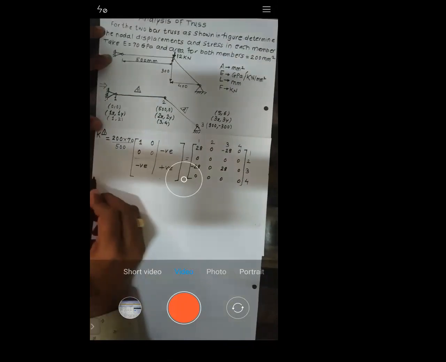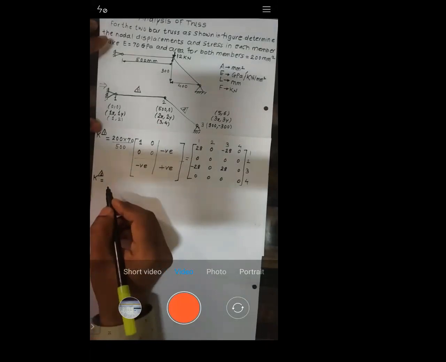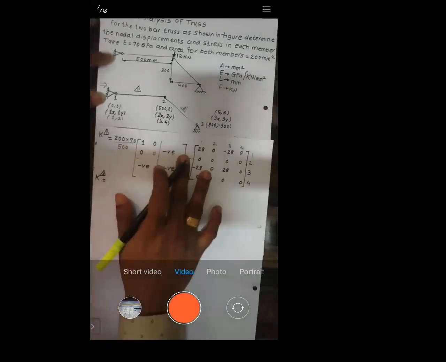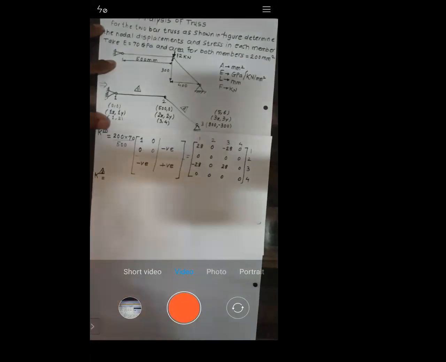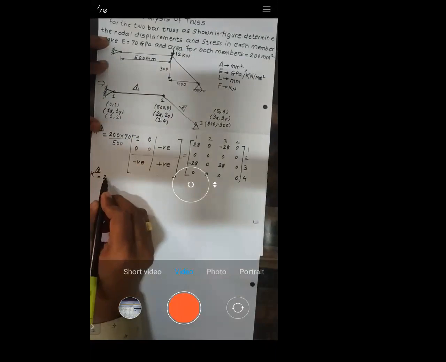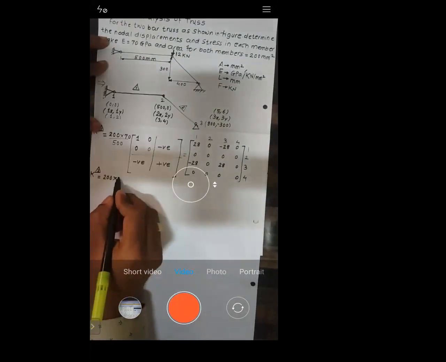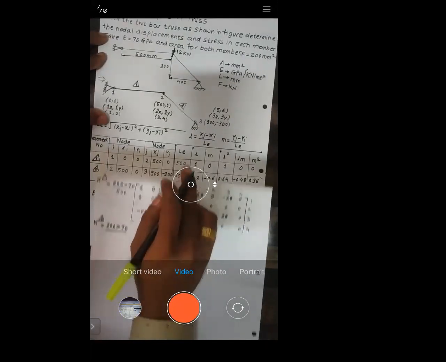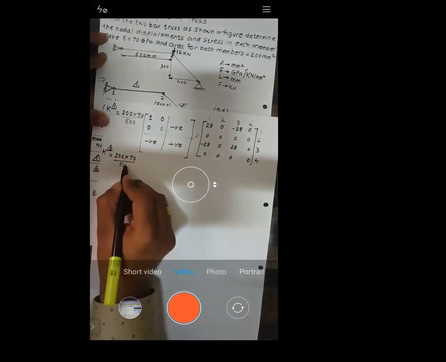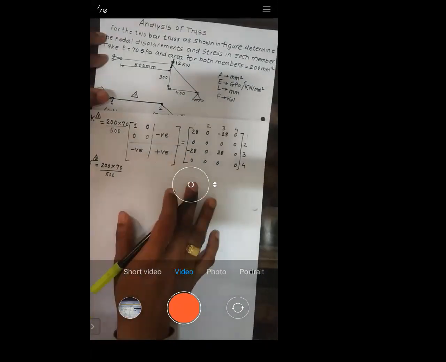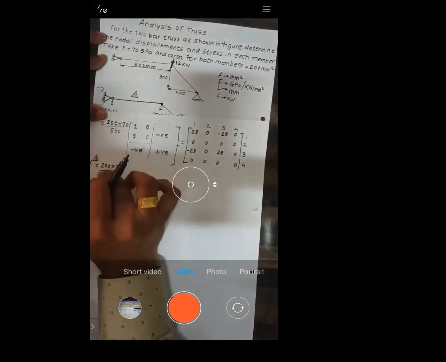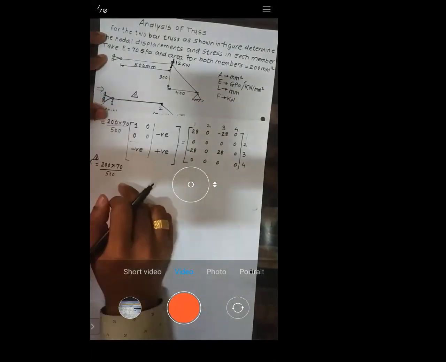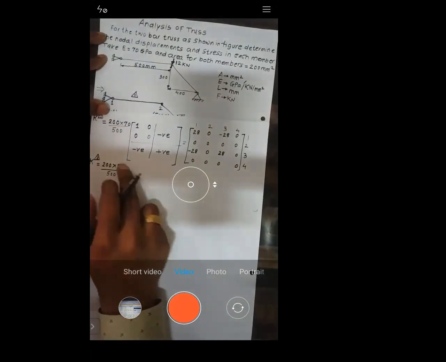Now, can we do it for element number 2? Tell me for element number 2. What is the area? Area is the same for both members, that is 200. And E is again the same. And the length of element number 2 is the same as element number 1, 500. Luckily for this problem, the area of both members is the same, E is the same, and length is the same. That's why I'm writing this same value.